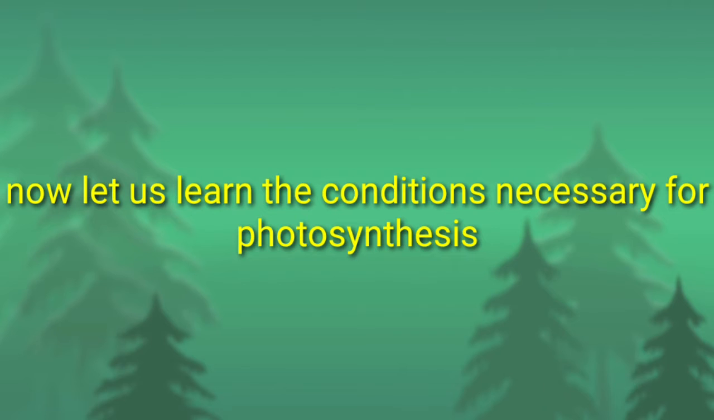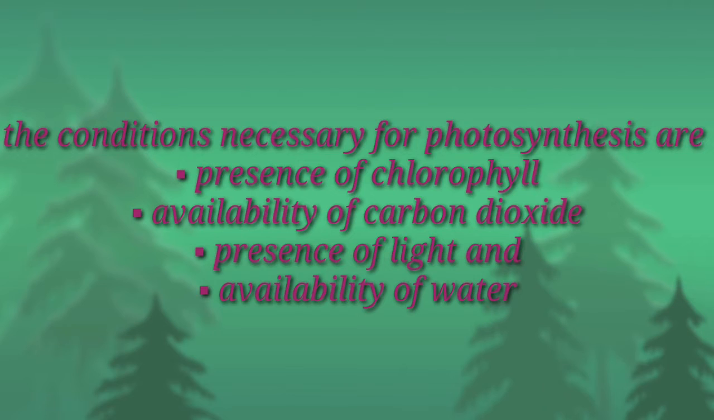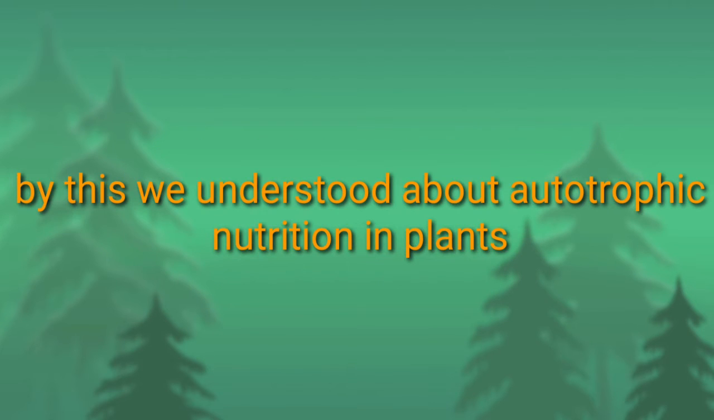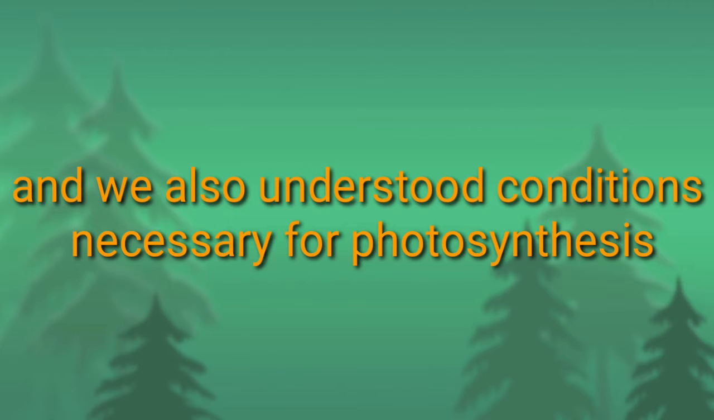Now let us learn about the conditions necessary for photosynthesis. The first is presence of chlorophyll, the second is availability of carbon dioxide, the third is presence of light, and the fourth is availability of water. These are the conditions necessary for photosynthesis in plants to occur. By this, we understood autotrophic nutrition in plants and the conditions necessary for photosynthesis.